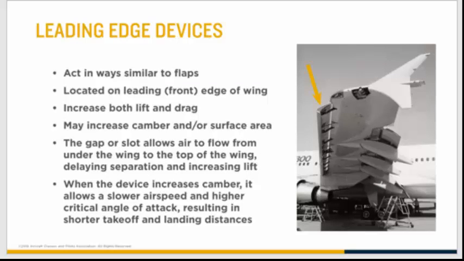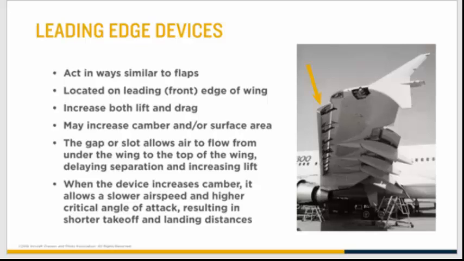Now we're going to talk about leading edge devices. Like flaps, these devices help the aircraft fly at lower speeds. Unlike most flaps, they are attached to the leading edge of the wing rather than the trailing edge. Leading edge devices change the wing's camber and/or surface area. The exception is the fixed wing slots, which don't move and therefore don't change the camber or surface area of the wing.